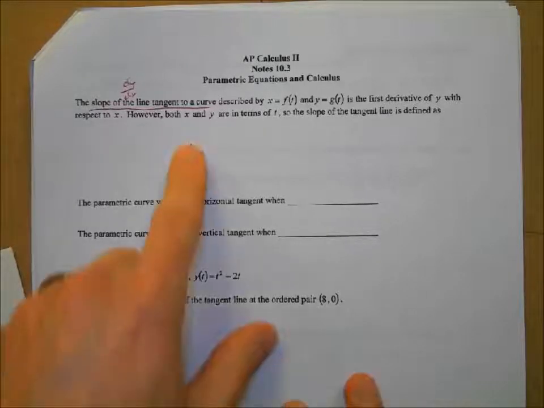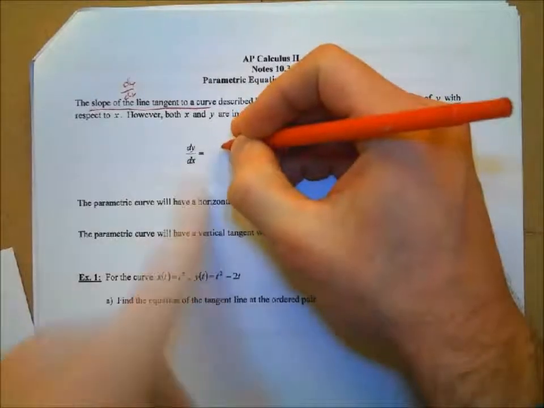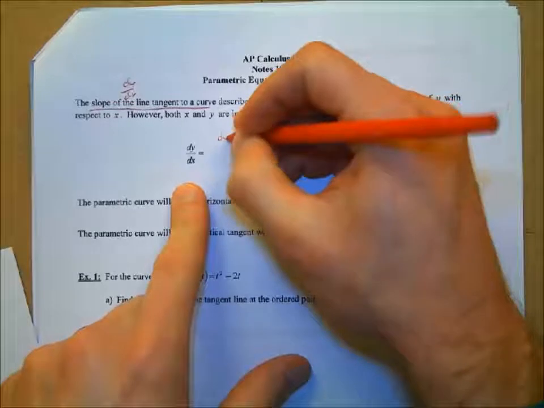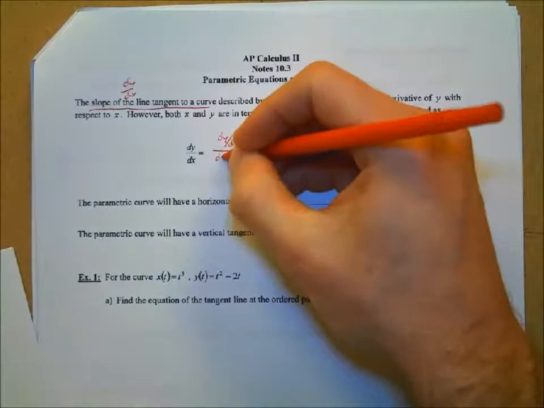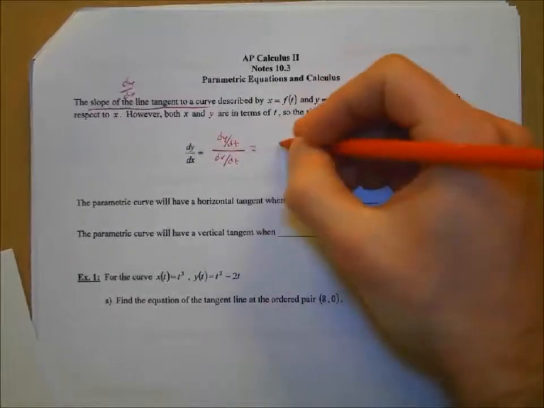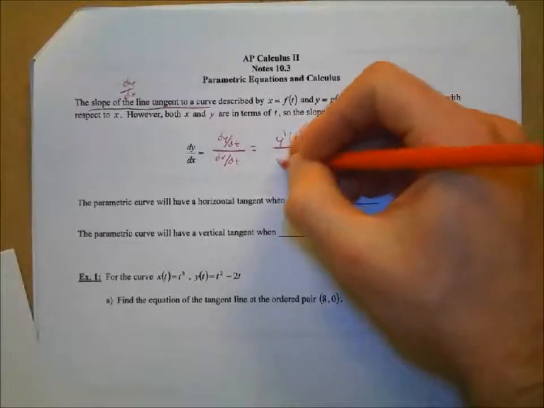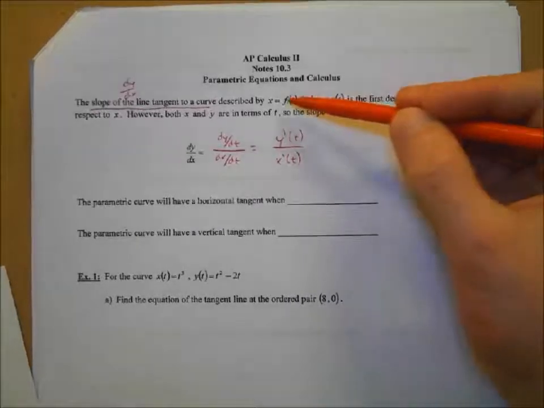Since dy and dx are both in terms of t, if we want to find the first derivative of a parametric curve, it's literally just dy dt over dx dt. Or in simpler terms, y prime of t over x prime of t. So the first derivative of the curve is the derivative of the y component over the derivative of the x component. Okay, like that.